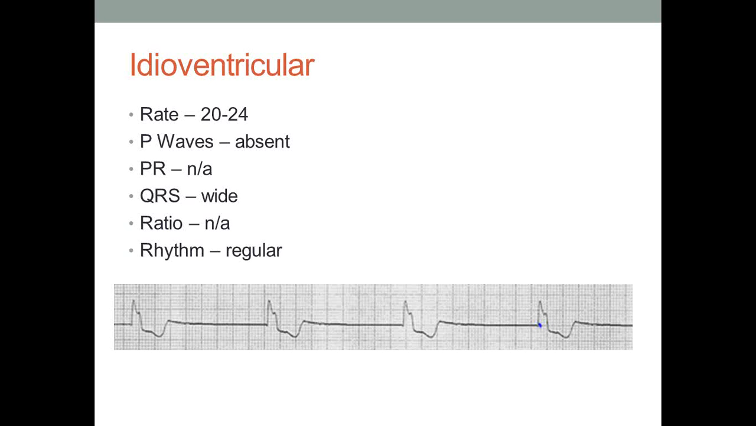So in this case, our idioventricular rhythm, our rate is slow. It's very, very slow. There are no P waves. You can't measure a PR interval. Our QRS complex is wide, and our rhythm is regular. Okay, this patient who has an idioventricular rhythm is very, very close to dying. Okay, this is a last-ditch effort.